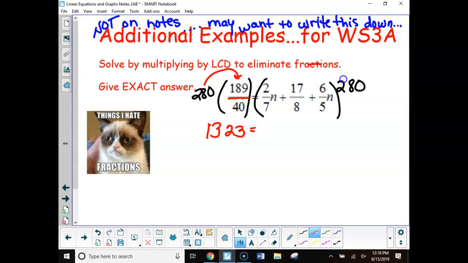Moving on, over here, 280 times 2/7 is going to be 280 times 2, and then divided by 7, which I believe is 40. Is that right, guys? Anybody checking that? No? Let's see. That would go in. It'd be 80. Yes? Just kidding. All right. Then we have 280 times 17 divided by 8.